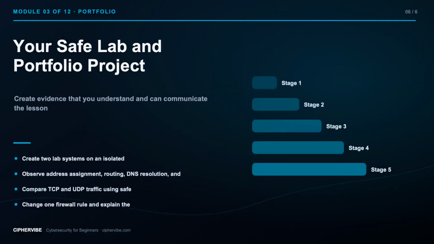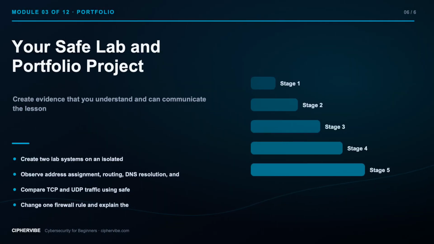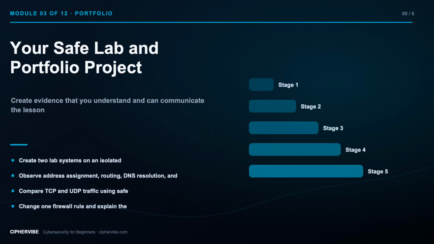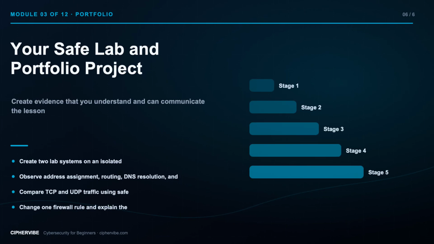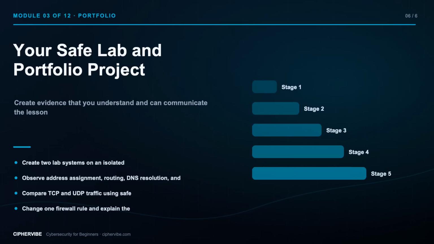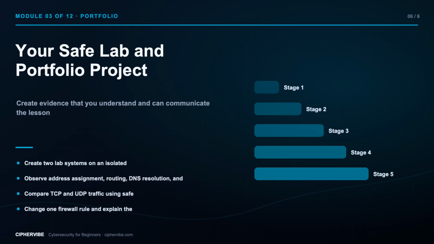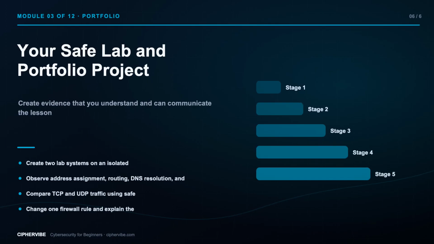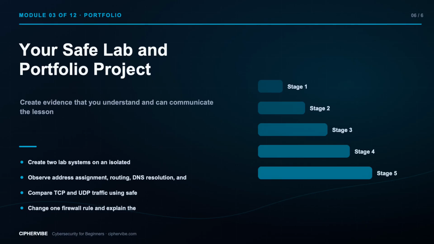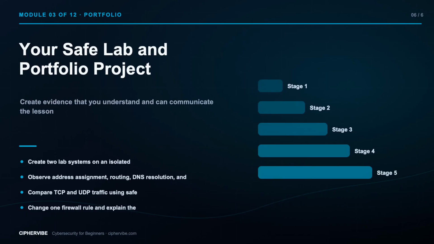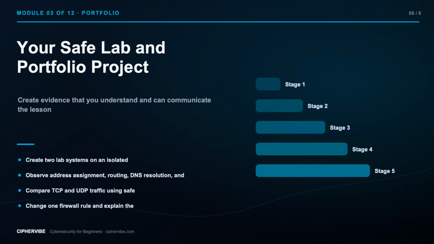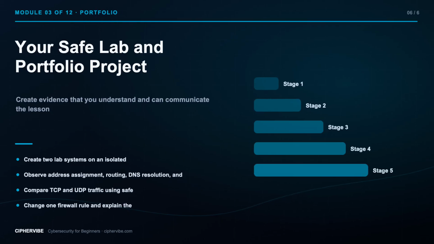Finish the lesson by creating a portfolio artifact rather than merely watching another explanation. First, create 2 lab systems on an isolated virtual network. Second, observe address assignment, routing, DNS resolution, and a TLS connection. Third, compare TCP and UDP traffic using safe local services. Fourth, change one firewall rule and explain the resulting evidence. Fifth, deliver an annotated browser-to-application network diagram.